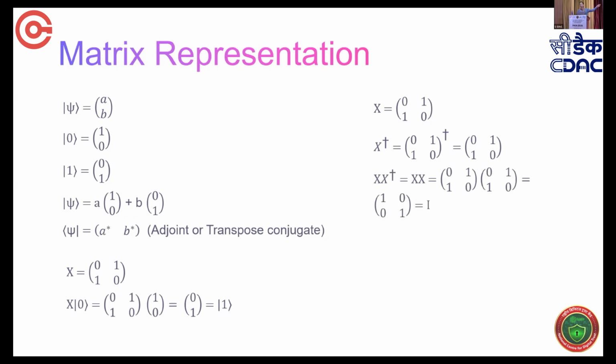Now we'll multiply X and X adjoint, and you can see that ultimately it becomes the identity operator. If the identity operator is applied on ket 0, it will remain ket 0. If it is applied on ket 1, it will remain ket 1. From this mathematics, which is simple matrix multiplication, I can conclude three things.